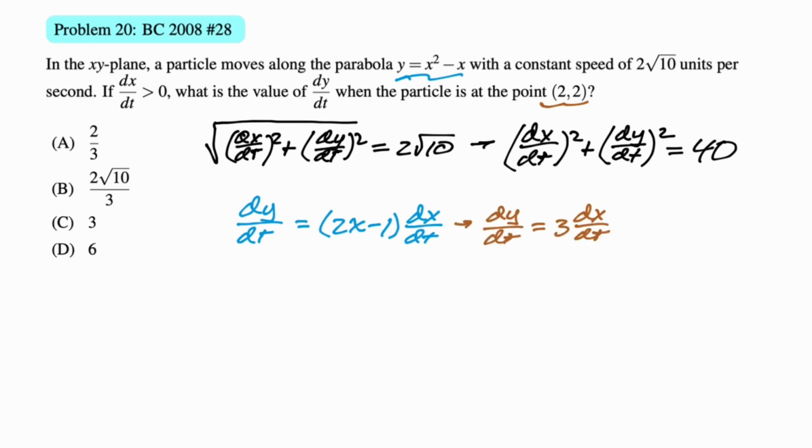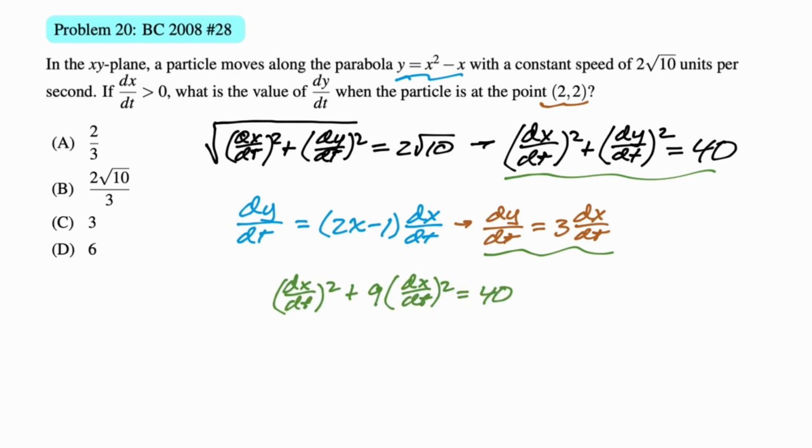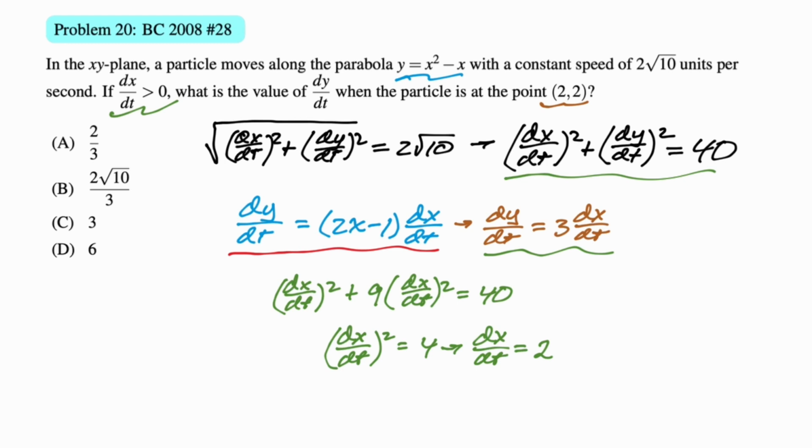Now what we can do is combine these, because we know both of these. Replace dy dt with 3 dx dt, and we're going to end up with dx dt squared plus, remember we're replacing, so it's 9 dx dt squared. So that's 10 dx dt squared is 40, or dx dt squared is equal to 4. We know that dx dt is greater than 0, so that means dx dt must be 2, because we knew that we were positive.